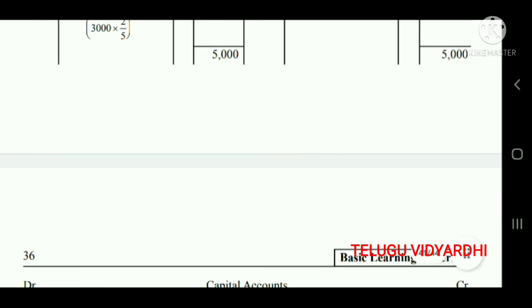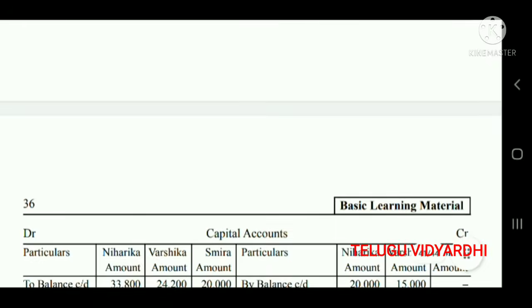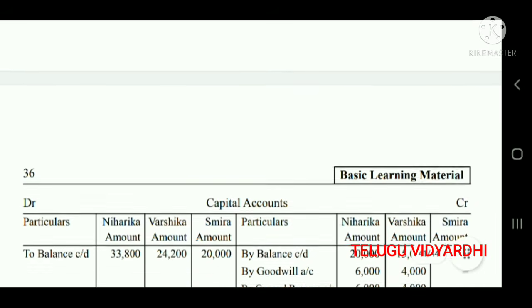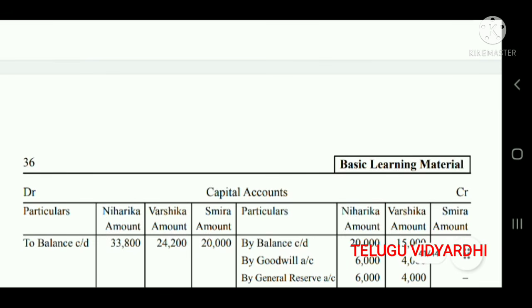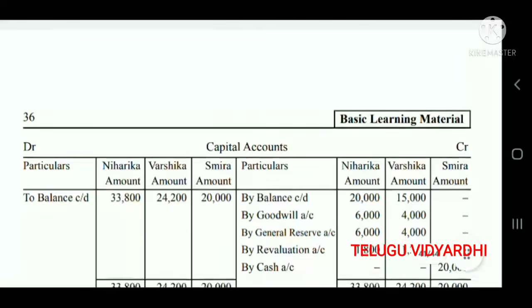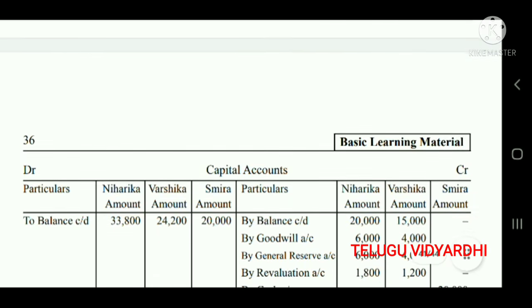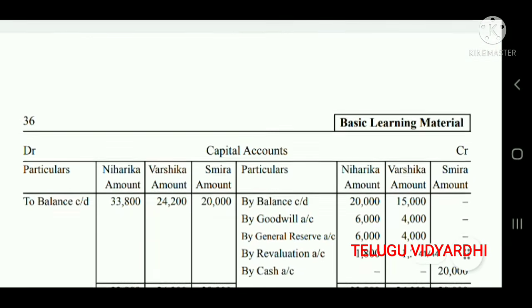So, it will be shared between the two partners, Niharika and Varshika. What is their ratio? 3:2. 3000 into 3 by 5, and Varshika 3000 into 2 by 5. Answers are 1800 and 1200 respectively. Then come to the next account. Actually, we prepare general reserve and profit and loss, but here they did not give those accounts.